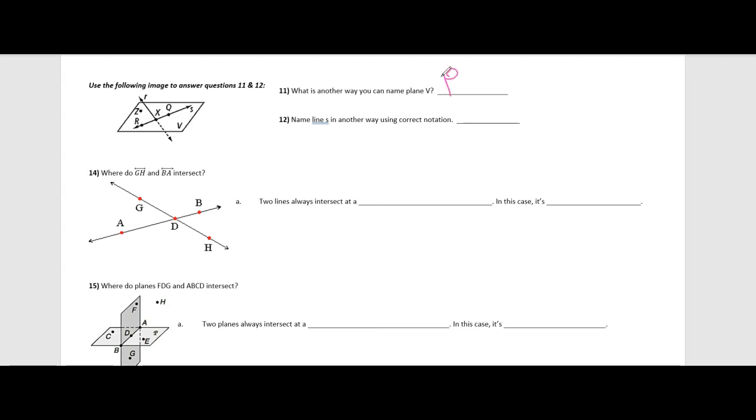So I could say plane, pick 3 non-collinear points. Let's go with Z, R, and Q. Not our only options, but certainly 3 that are non-collinear. Then it says name line S in another way using correct notation. So line S is our line right here. This time we just need to pick 2 points on the line, exactly 2, not 3, not 1. I'm going to go with RX.